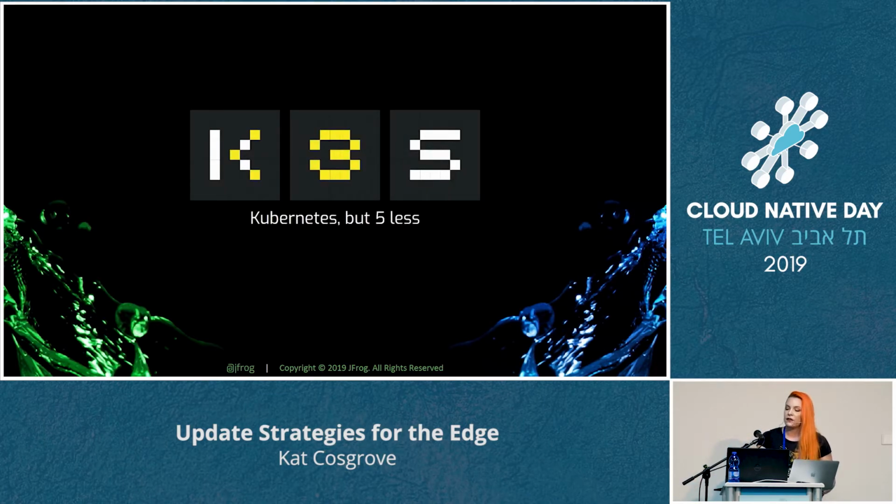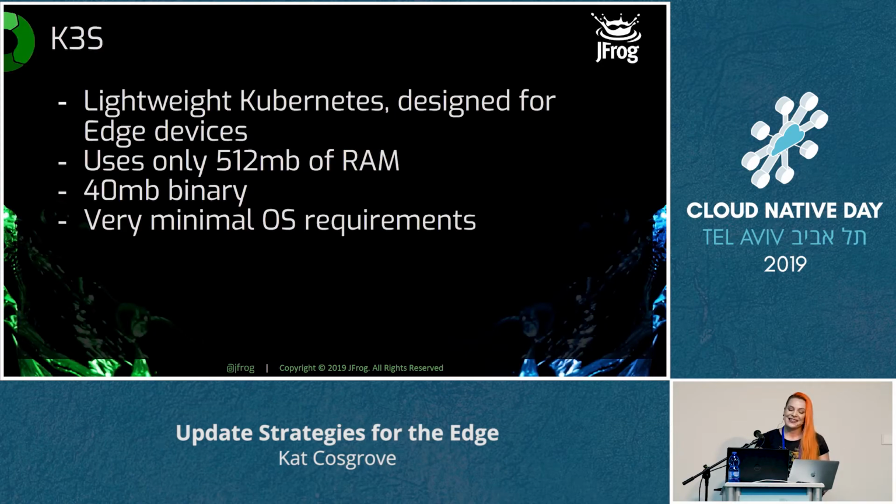So the first tool here is K3S. They like to say it's Kubernetes, but 5 less, which I think is very cute. So K3S is just lightweight Kubernetes. It's designed for edge devices. It uses only 512 megabytes of RAM, produces only a 40 megabyte binary, and it has very minimal OS requirements. The package dependencies are just containerd, flannel, core DNS, CNI, and some utilities like IP tables and SOCAT.